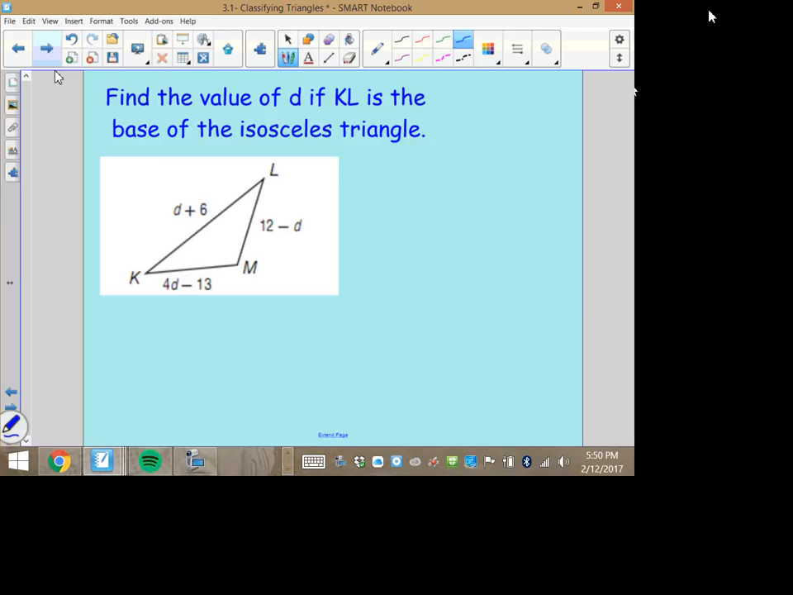Find the value of D if KL is the base of the isosceles triangle. So we have an isosceles triangle and KL is our base. That means that these two sides have to be congruent. So we have 12 minus D is equal to 4D minus 13. Solving for D, we can get that 25 equals 5D. So we can find that D equals 5.